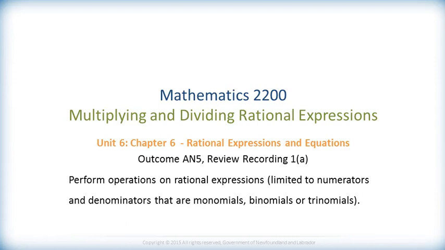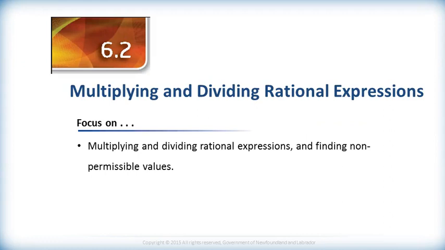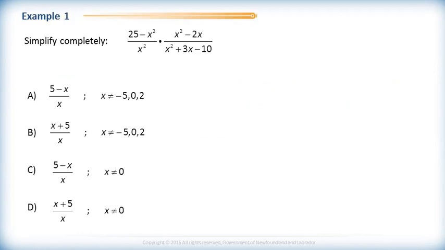Welcome to Review Recording 1A to accompany Instructional Recording 1A for Section 6.2, Unit 6, Chapter 6 of Mathematics 2200. We focus on multiplying and dividing rational expressions and finding non-permissible values through a couple of examples. Example 1, we're asked to simplify completely.